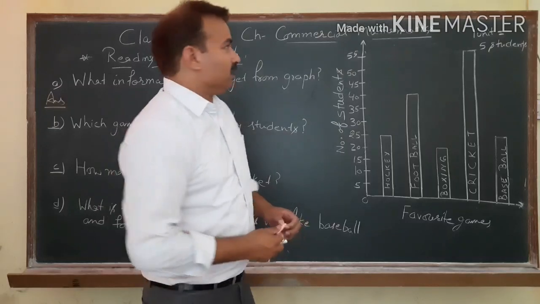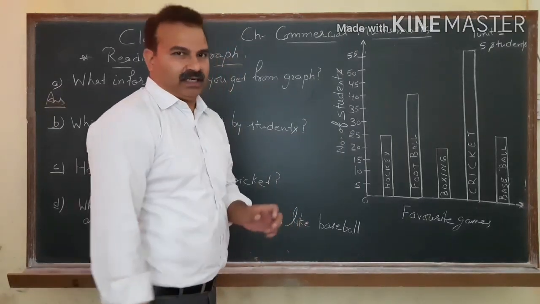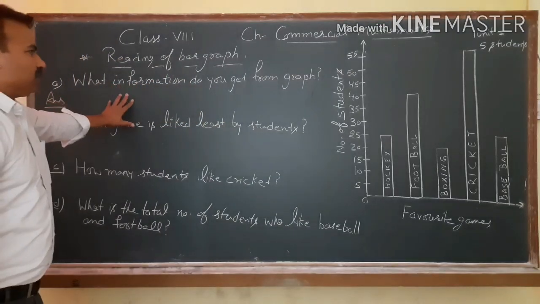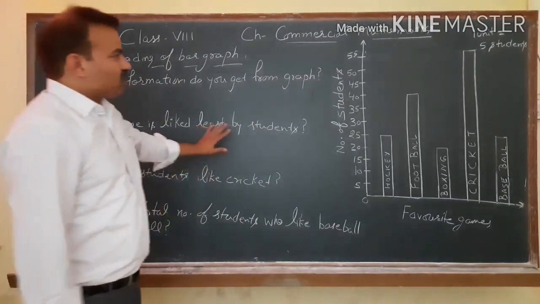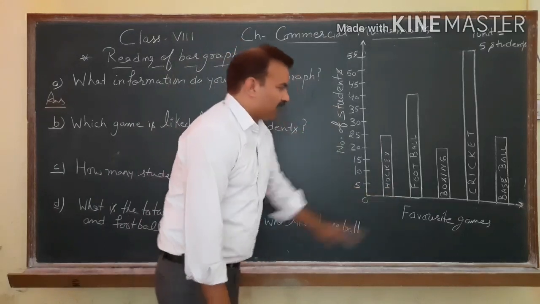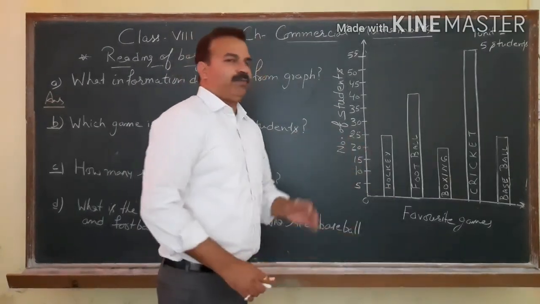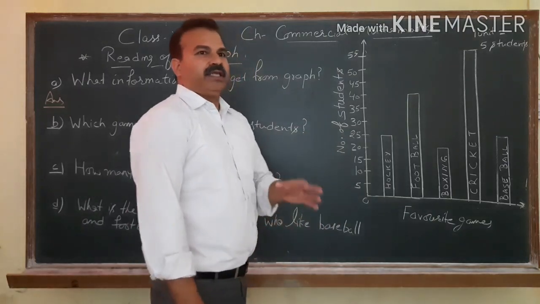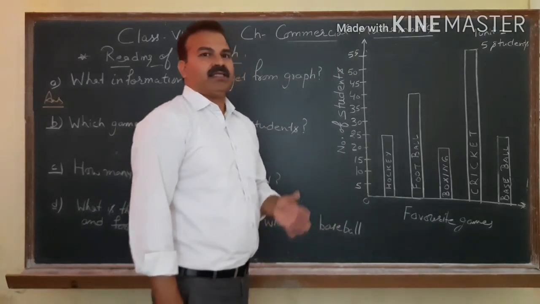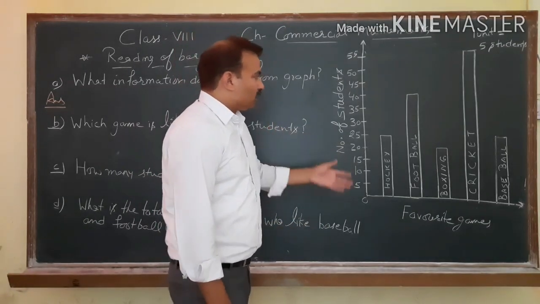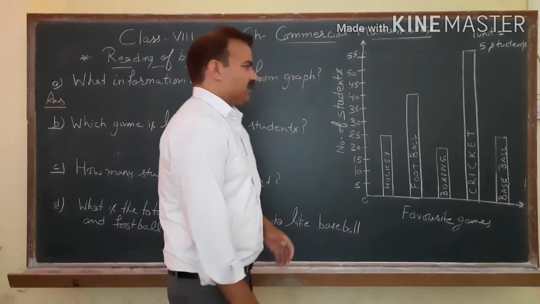Now, for the very first topic, that is reading of the bar graph, let us have a look at this question. This is a bar graph which is already given, and we have to read it. Read means we have to get information, that basically we call the analysis. Whatever we want to look at, we can see from this.